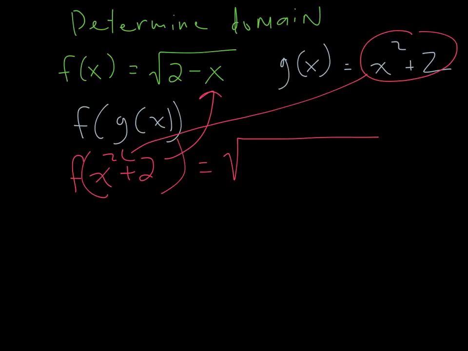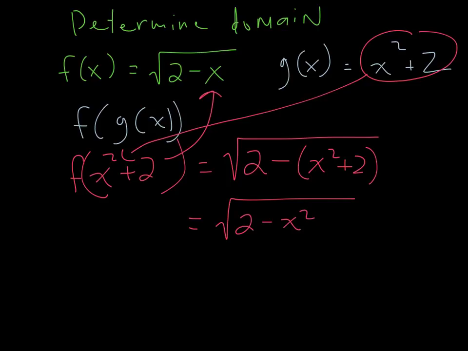So I'm taking the square root of 2 minus, replacing the x with x squared plus 2, and then I need to simplify this. This becomes the square root of 2 minus x squared minus a positive 2, so minus 2, which, let's see, looks like our 2's go away, so I have the square root of negative x squared. When we're only talking about real numbers, I can't do anything here. I'm going to get a negative under the radical.